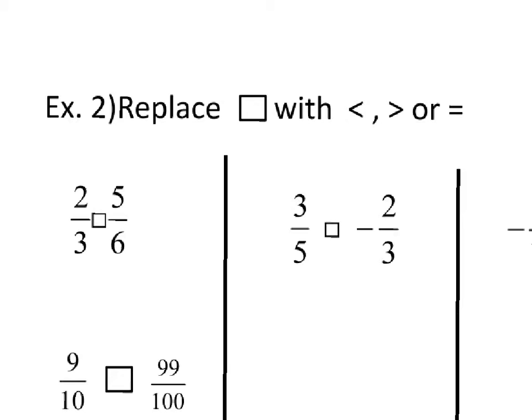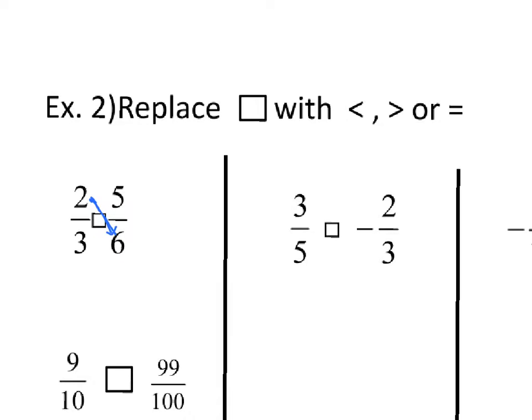In this example, you want to replace the box with a less than, a greater than, or an equal if the numbers are equal. The first example, I have two fractions, 2/3 blank 5/6. This is one way you can find out which one is greater than, which one is less than. You can cross multiply and check which side is bigger, which one is less. But there's a trick. You always have to start from this top number and multiply with the number across on the bottom. You always start with this number on the top.